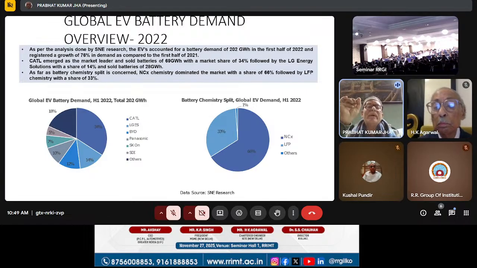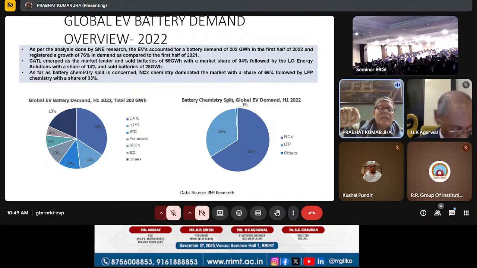As per the analysis done by SNE Research or maybe other organizations, battery demand was 2002 gigawatt hour in the first half of 2022, and registered a growth of 76% in demand as compared to the first half of 2021. Now, global EV battery demand, you can see the graph, and the battery chemistry split. You can go through it when I send the slides to you.